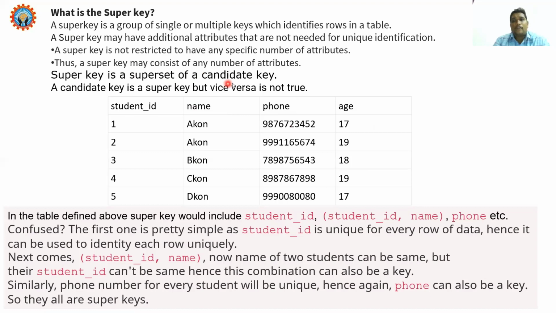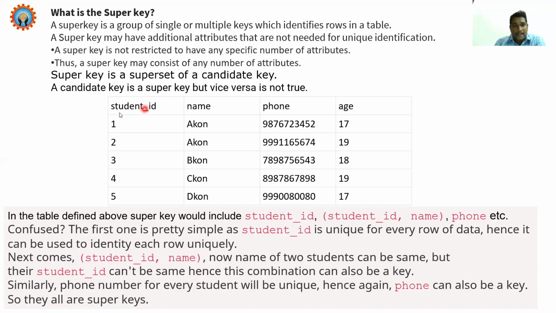It is a superset of candidate keys. Already you know that a candidate key consists of keys, so a super key is a superset of a candidate key. A candidate key is a super key, but vice versa is not true. The candidate key is a super key.